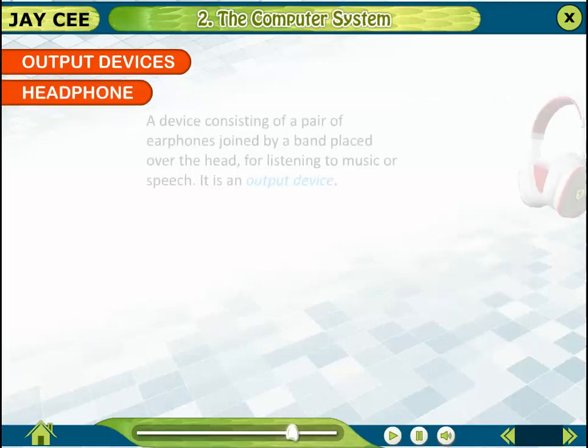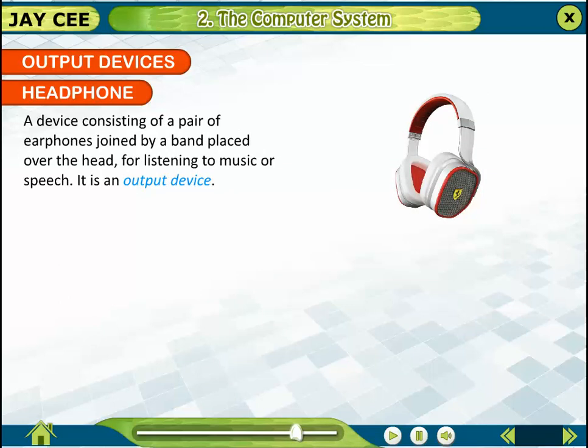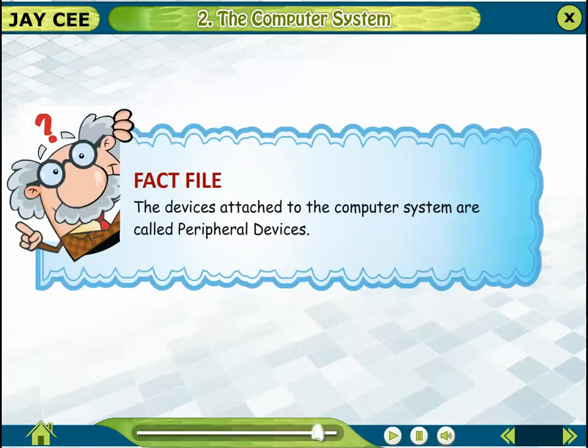Headphone. A device consisting of a pair of earphones joined by a band placed over the head for listening to music or speech. It is an output device. Fact file. The devices attached to the computer system are called peripheral devices.